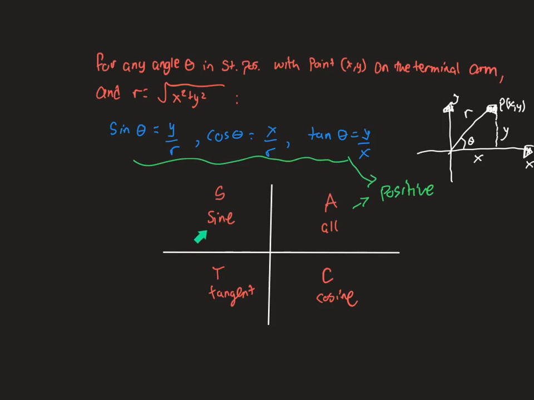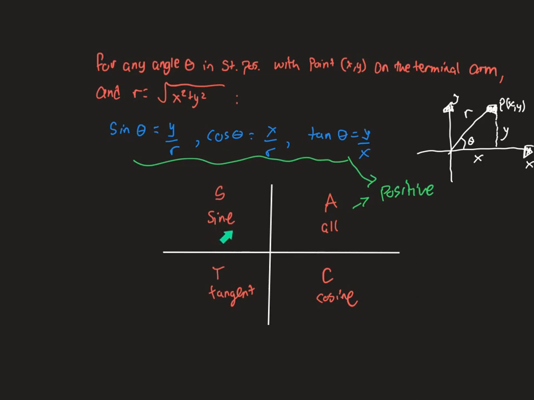Over here, this means that only sine will be positive, which means, of course, cosine and tan will both give you negative answers. And it makes sense because we know this quadrant is made up of positive x's and y's, which means you're going to have positive divided by positive, so you're going to get positive answers.